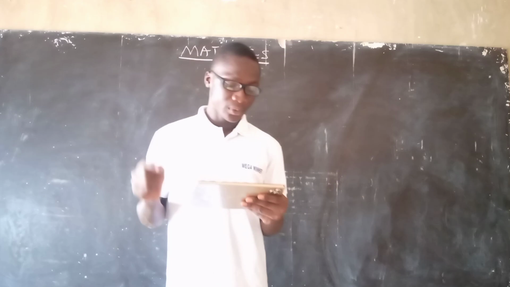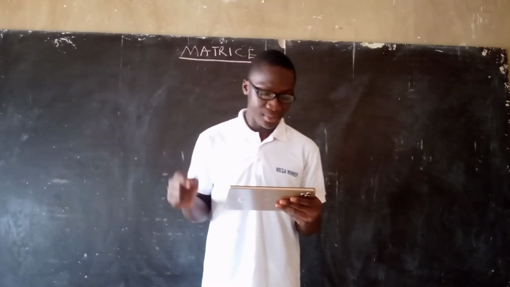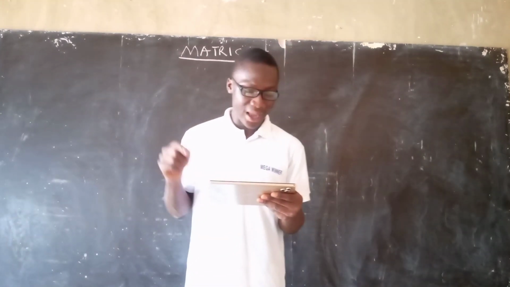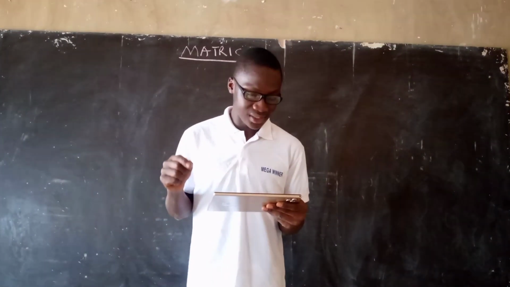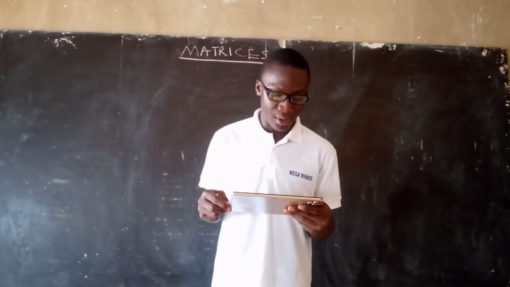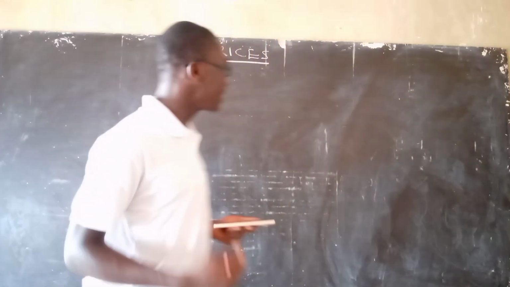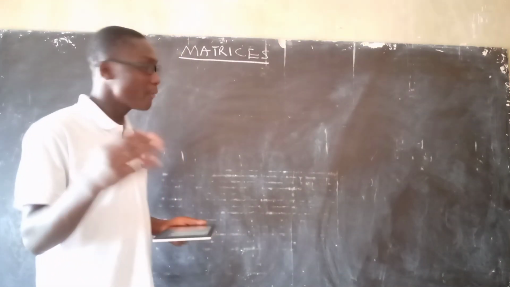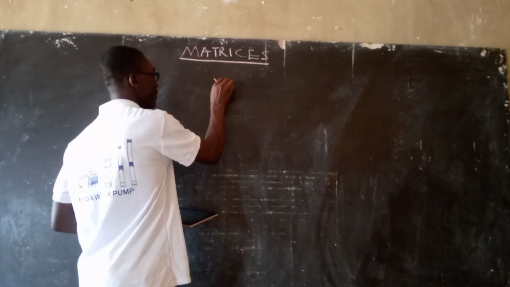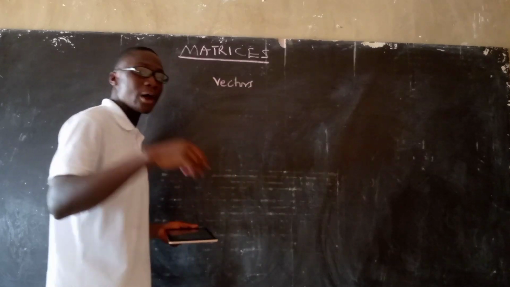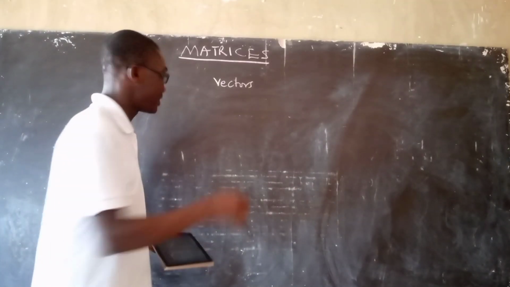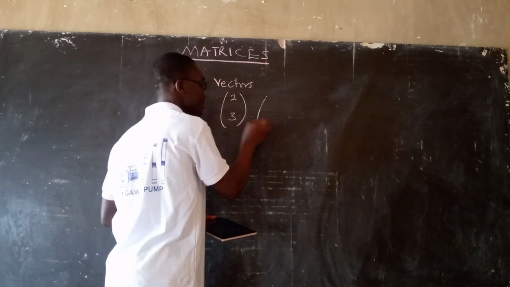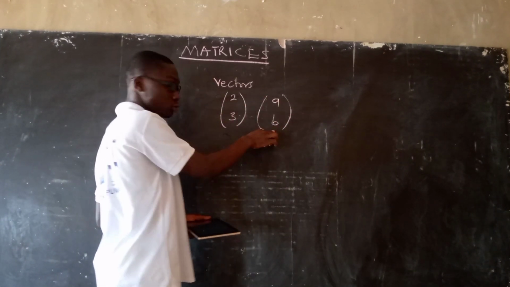So we are saying that matrices are in many senses similar to vectors, except that whilst vectors are represented by columns of numbers, matrices are generally blocks of numbers made up of a number of rows and columns. Vectors are written as columns of numbers like this. You have maybe 2, 3. This is a vector, or maybe you have A, B. This is also a vector.